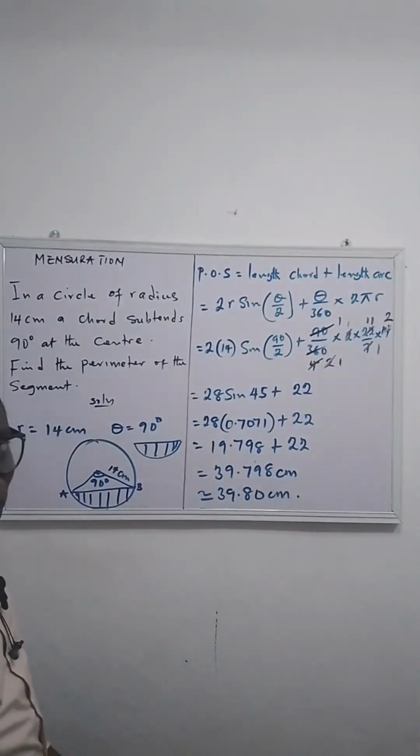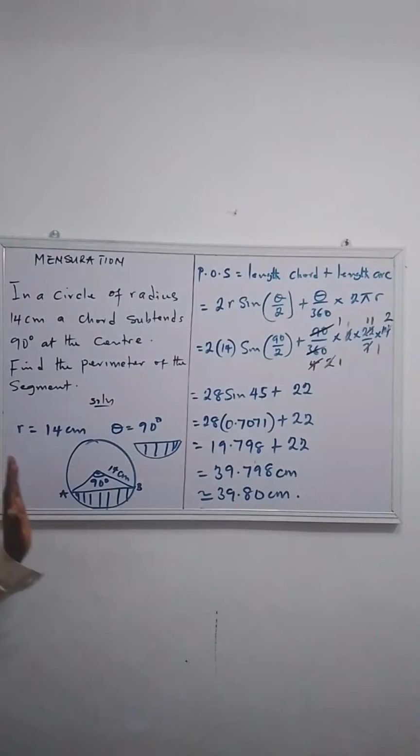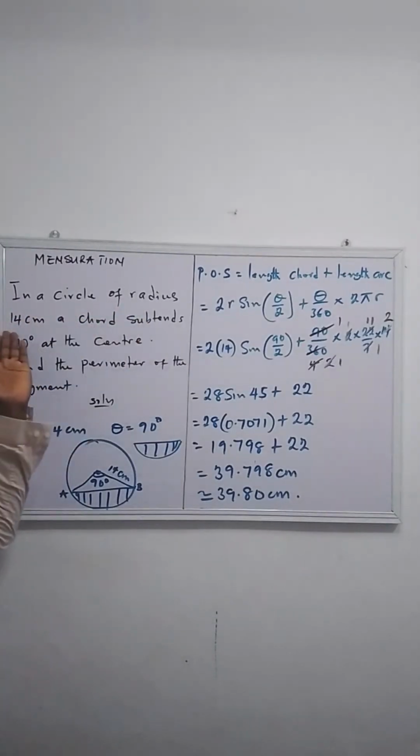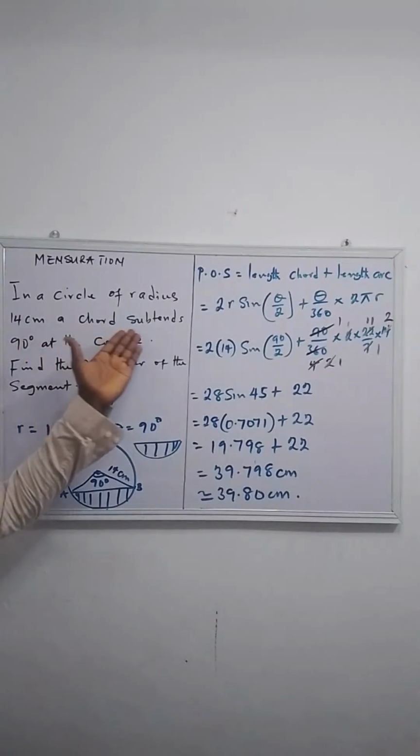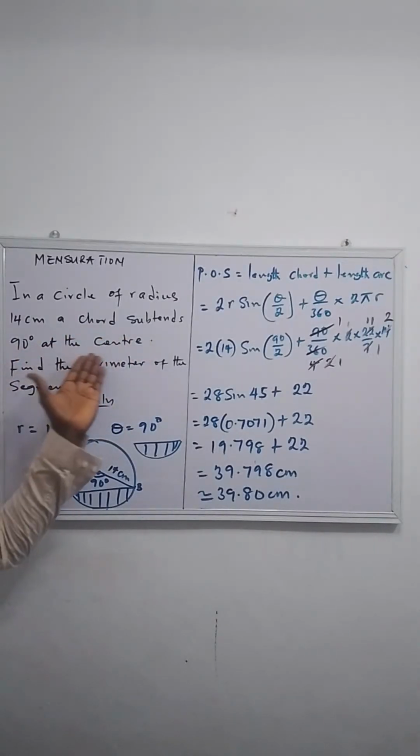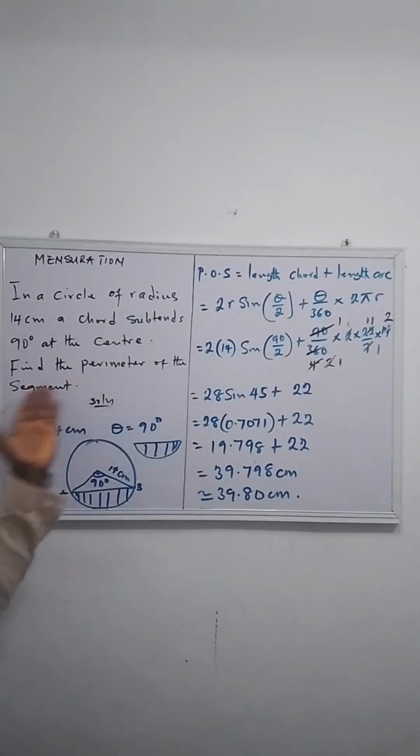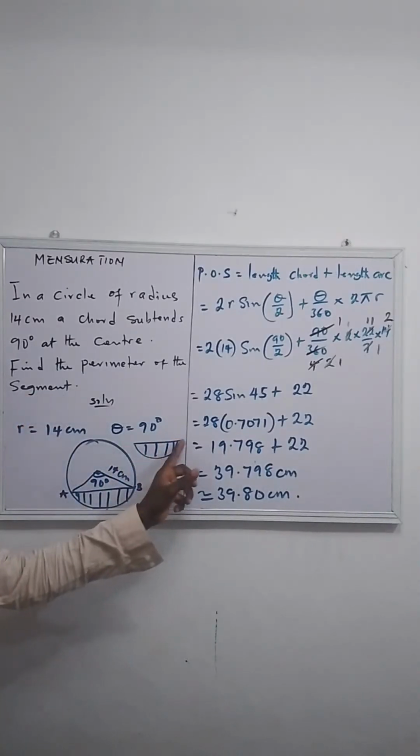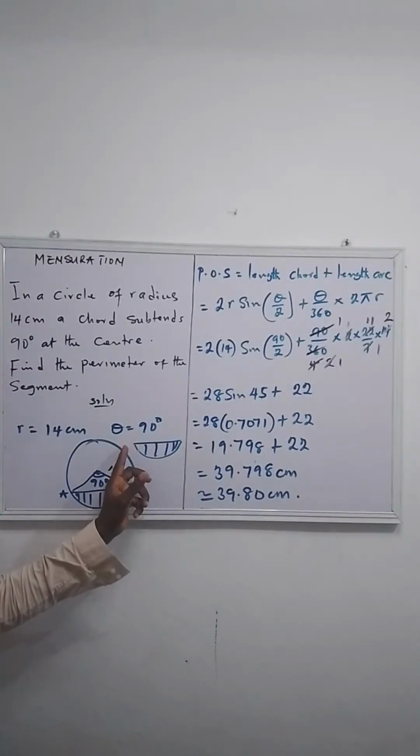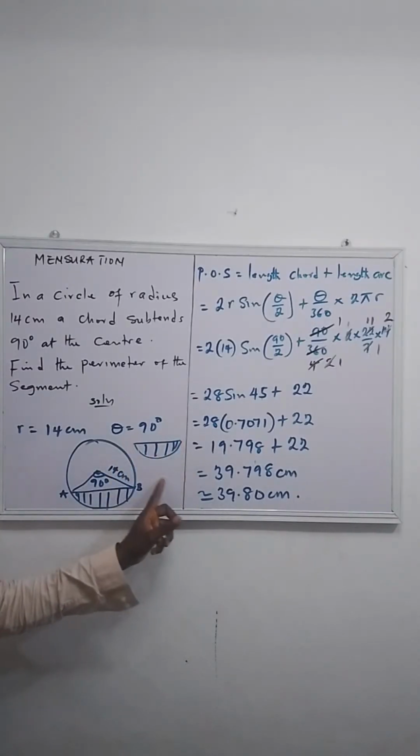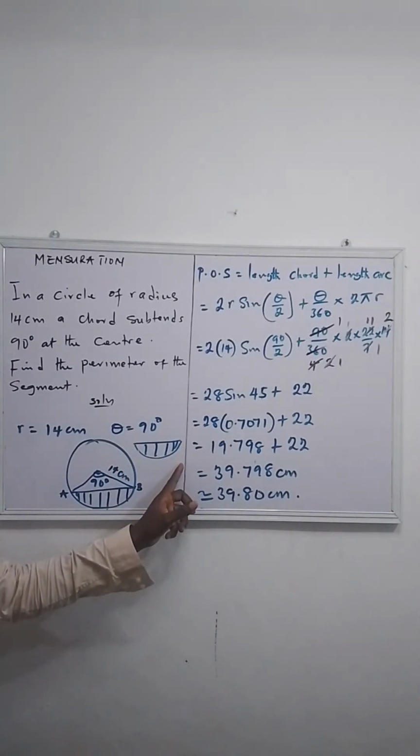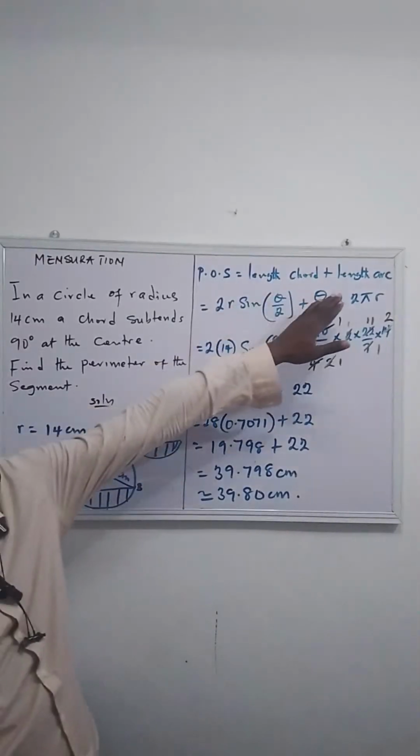All right, maybe before I take the next question, I should just explain what we just did here because the network was not friendly the other time. So in a circle of radius 14 centimeter, a chord subtends 90 degrees at the center. You have to find the perimeter of the segment. We said the perimeter of the segment is the addition of length of chord plus length of an arc. And that is the formula we have here.